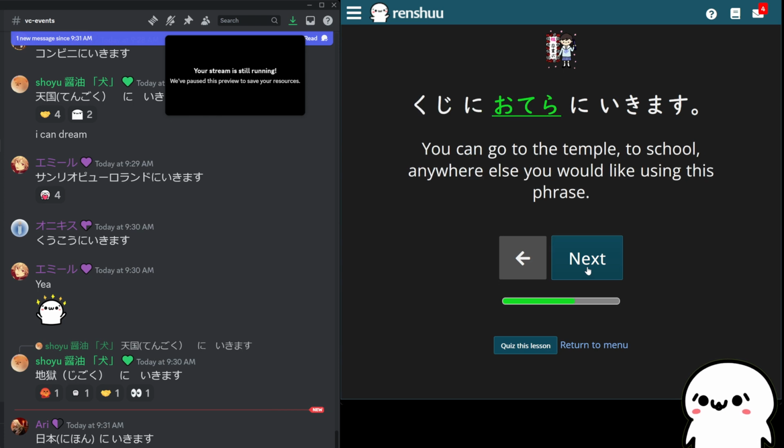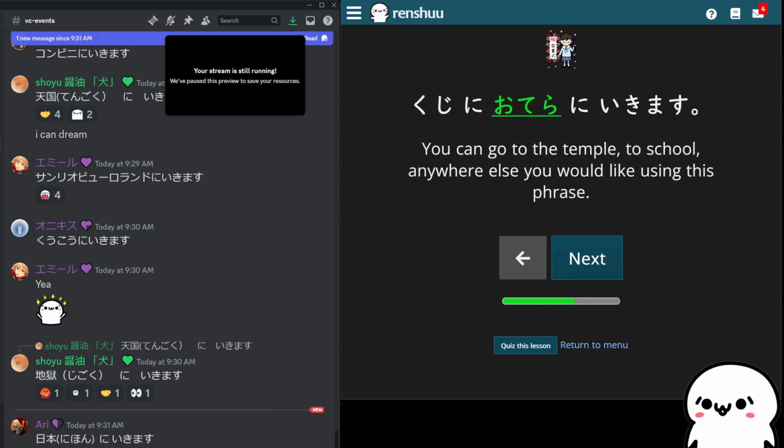And you can drop in whatever location you want to put, otera, like a temple, school, the station, and it can be a location big or small. Someone in the channel just put Japan, Nihon ni ikimasu, that's fine. Whether it's something gigantic or something as small as a room or the corner of a room, that's fine. All of these are locations, big or small. You can use them with ni.